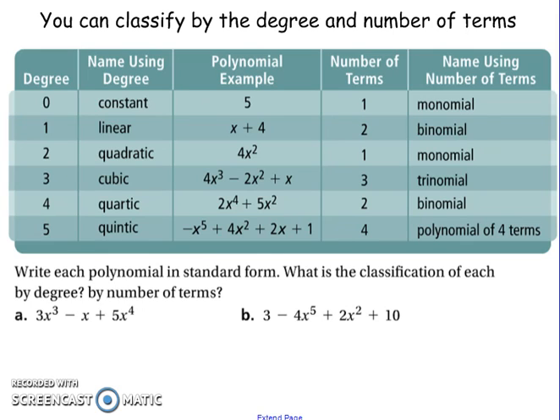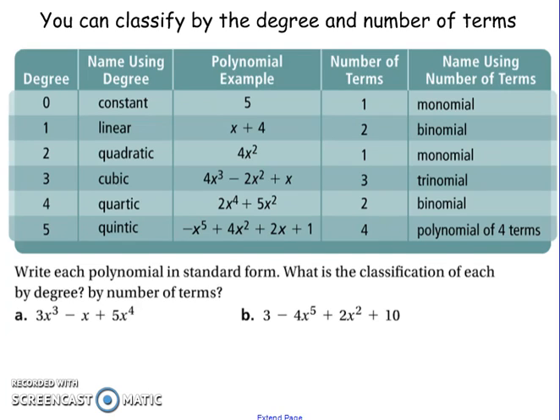Now the way you classify a polynomial is by using the degree and the number of terms. So here's some examples. We have names for degrees between 0 and 5. If the degree is 0, it's a constant. If the degree is 1, it's a linear. If the degree is 2, it's a quadratic. If the degree is a 3, it's a cubic. The degree is 4, it's quartic. And the degree that's 5 is a quintic.